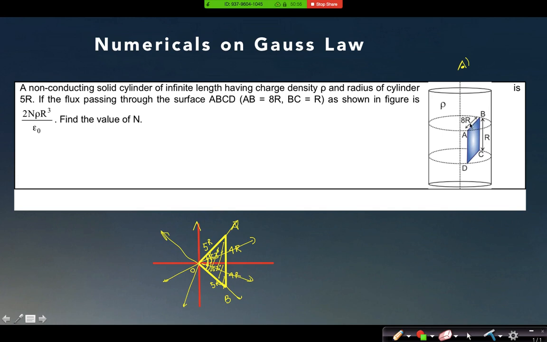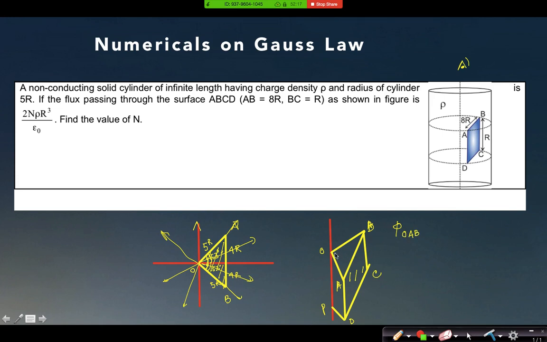Now let us try to draw this in 3D. Yes or no? Can you understand this part that I have drawn in 3D? This is the plane from where I need to find the flux. Okay, now tell me one by one, what is the flux through OAB?